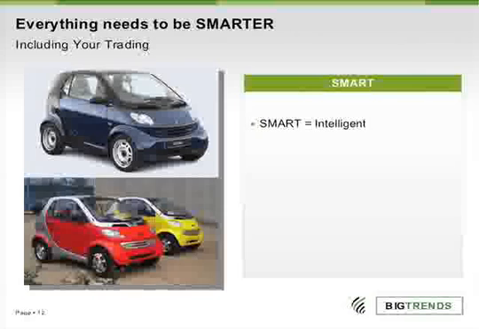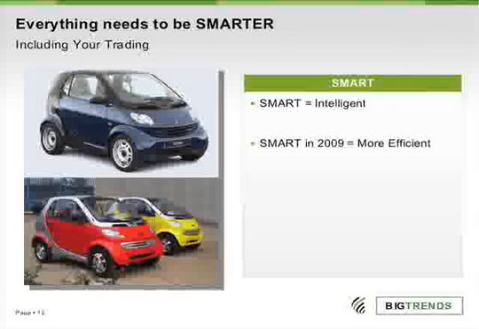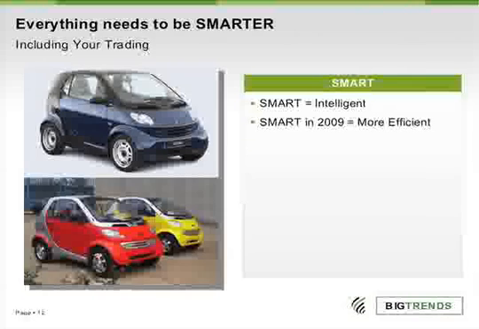And then ultimately, we take that a step further. How can you be smarter in your trading? Obviously, the word smart just simply means intelligent. So how can you be more intelligent? Another way that we put it in 2009 is just simply being more efficient. So how can you be more efficient with what you do?